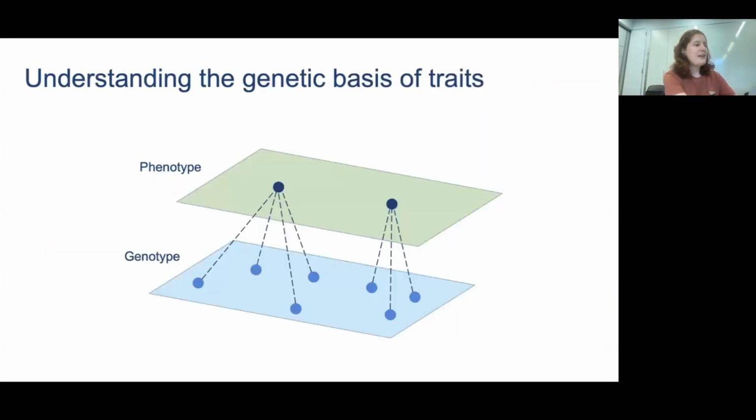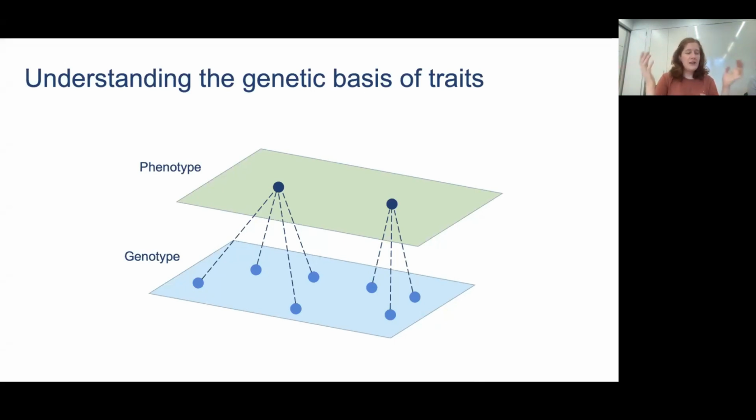A major goal that many of us have is that we want to link the genotype to the phenotype and understand the genetic basis of traits. Here I have a little diagram to show this. On the bottom, we have the genotype, and on the top, we have the phenotype. The genotypes on the left come together to produce one phenotype, and the genotypes on the right come together to produce the other. Many of us in the center want to find out which genes underlie which phenotypes.